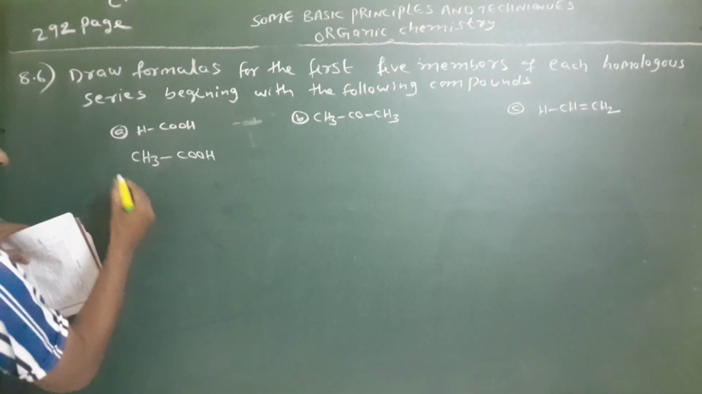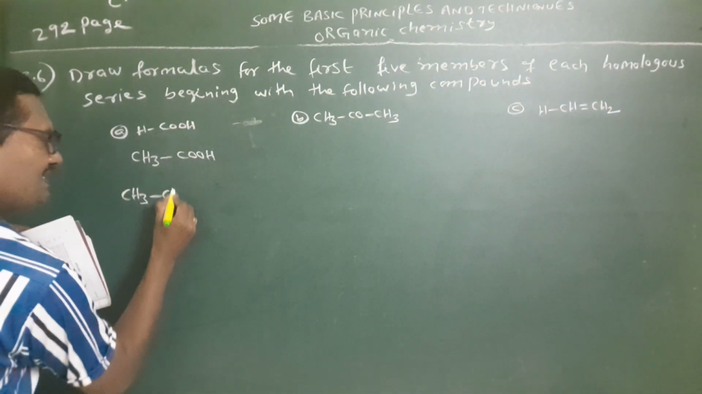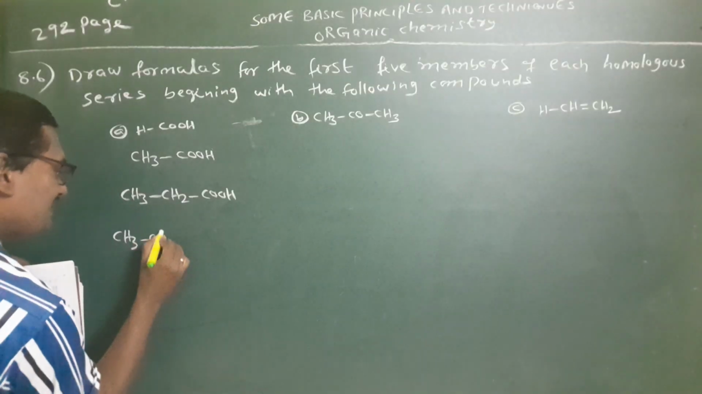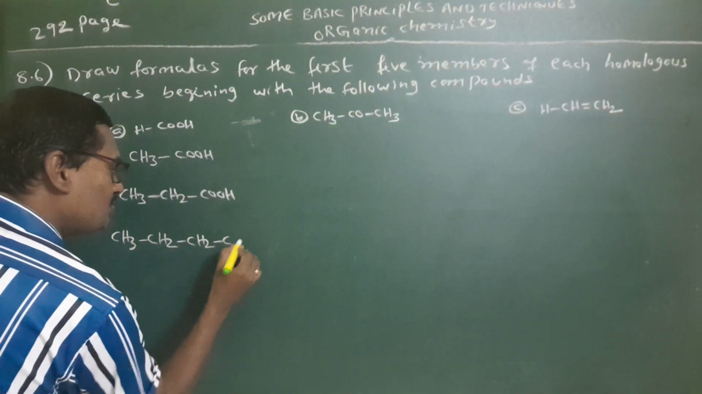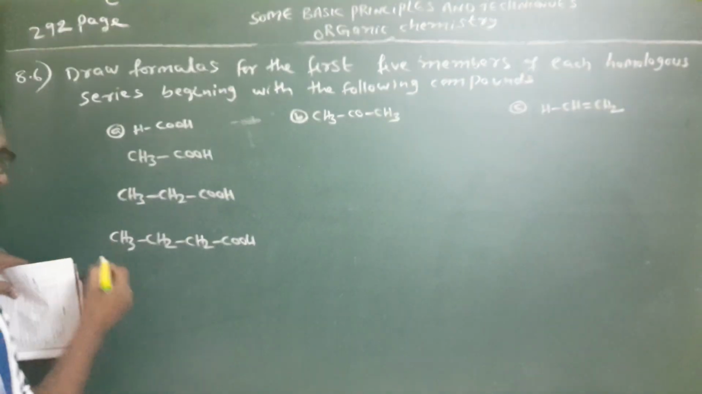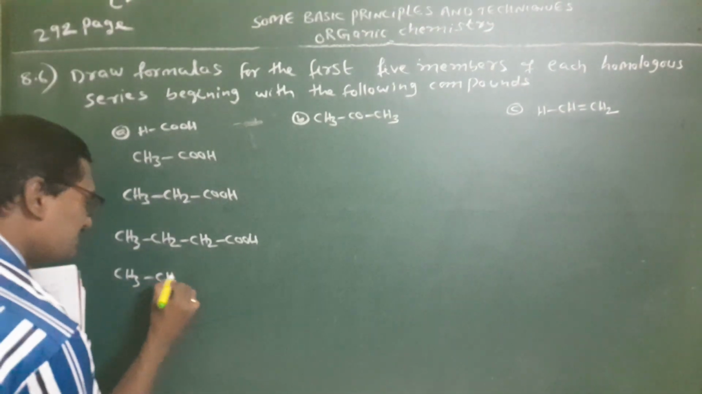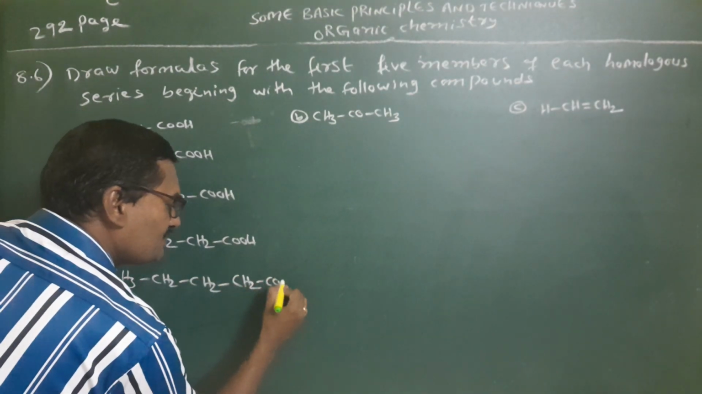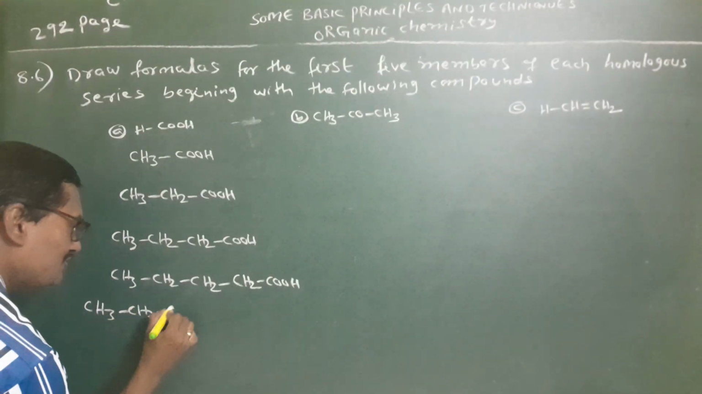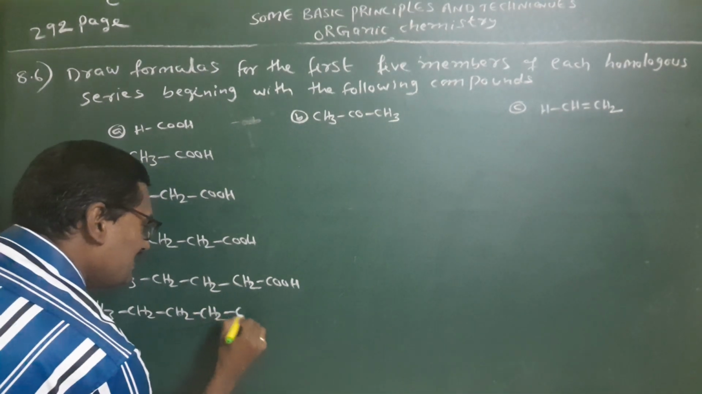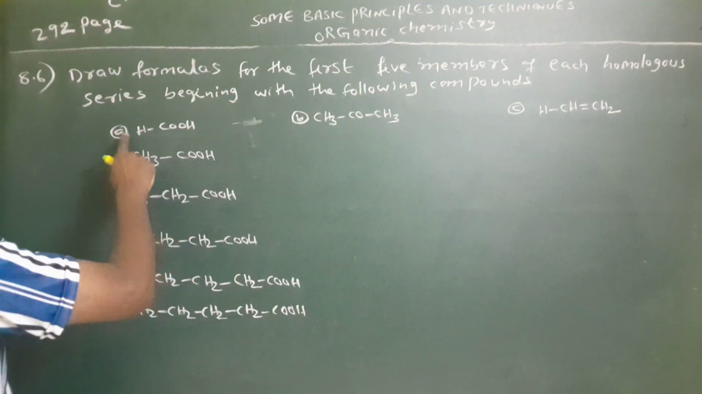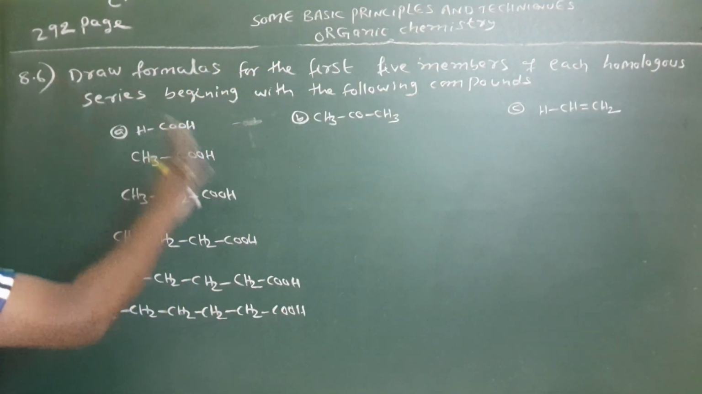So we must write the first 5 members. The first one is HCOOH, the second one is CH3COOH, the third one is CH3CH2COOH, then CH3CH2CH2COOH. So 1, 2, 3. Next one is CH3CH2CH2CH2COOH. And finally CH3CH2CH2CH2CH2COOH. So these are the 5 compounds in the homologous series of HCOOH.